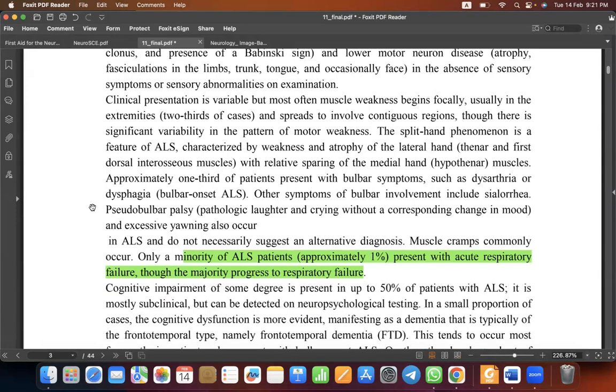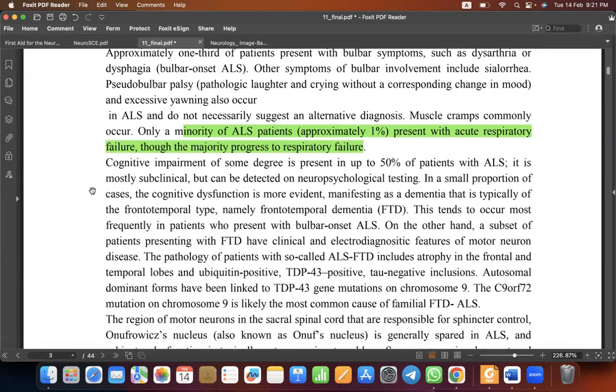In the advanced cases, there will be association with respiratory failure. Okay. So the cognitive impairment occurred in a significant amount of cases of amyotrophic lateral sclerosis. Cognitive impairment is very much common. And second thing is that there could be association with frontotemporal dementia.